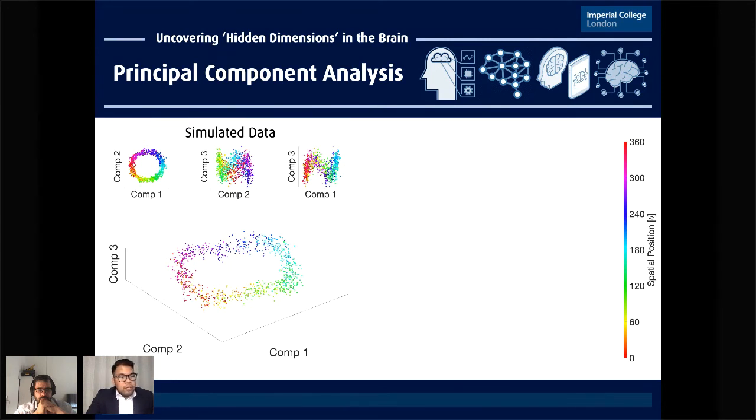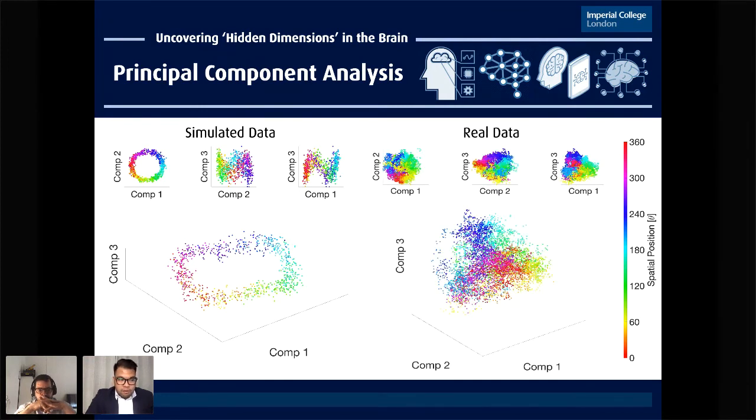We also performed PCA on the real data. And as we can observe, the points are more scattered in the space, but there is still clustering according to the mouse position, as we can see in the first two components.